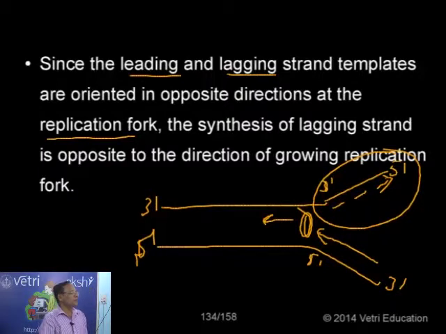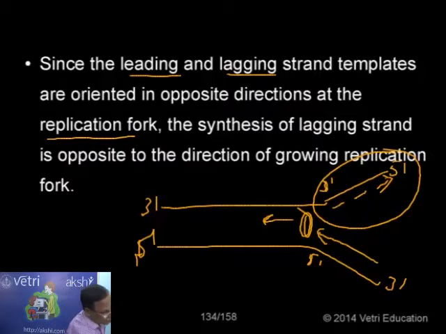So you must bear in mind that the synthesis of continuous strand or leading strand always occurs towards the replication fork, and the synthesis of lagging strand or discontinuous strand always occurs opposite to the growing replication fork, or away from the replication fork. So the leading and lagging strand templates differ because the two strands are oriented in opposite directions. See that one, this is the leading strand template 3' to 5', and this is actually the lagging strand template. This is 5' to 3'. So these two are oriented in opposite directions.